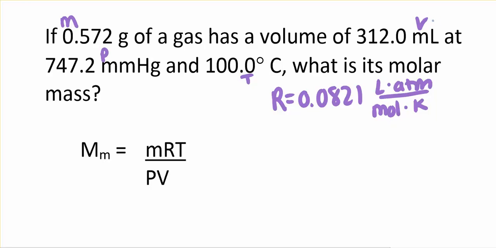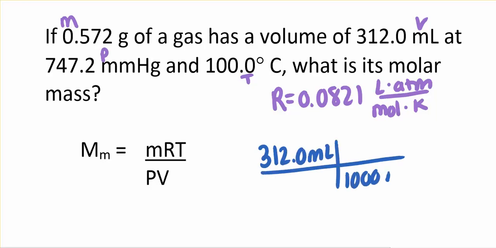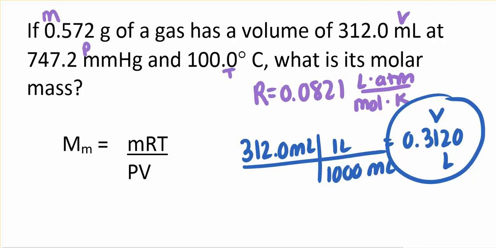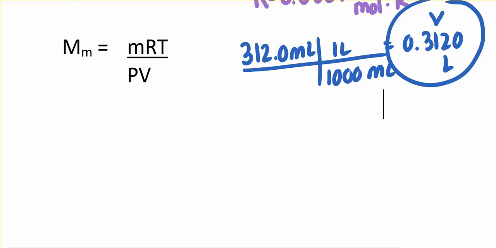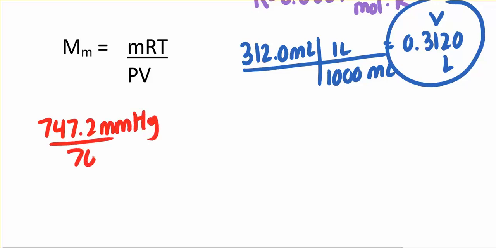So mass is good. The volume, though, needs to be in liters instead of milliliters because R has liters. So let's change that right here. This is a simple conversion. So there's our V. We will use that V. What else do we have? We need to fix our pressure. It was given to us in millimeters of mercury. We need to divide by 760 to get our pressure in atmospheres.